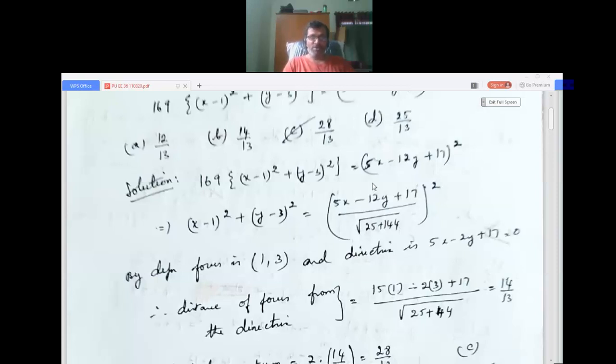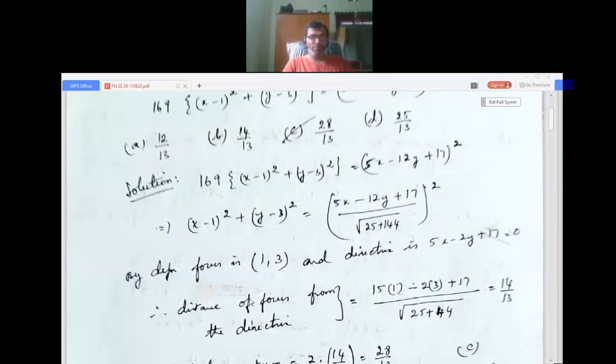Now this is nothing but the definition of the parabola. By the definition of the parabola, very clearly I can make out the distance from the focus is equal to the length of the perpendicular from the directrix. So the focus will be (1, 3) and the directrix will be 5x minus 12y plus 17 equals 0. Very clearly, if you know the definition of parabola, we can make this out.